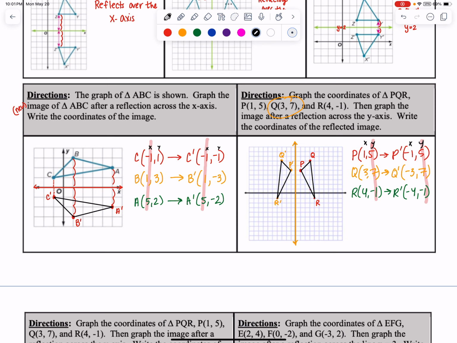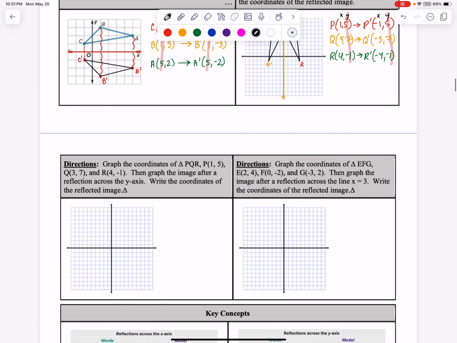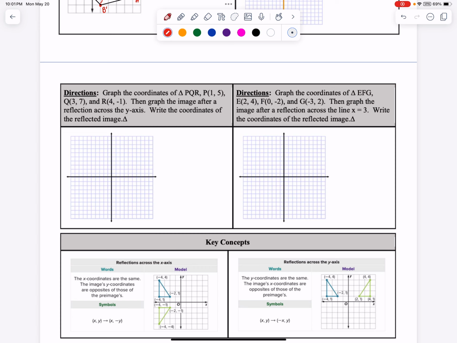So basically, reflect across the x stays the same. Reflect across the y stays the same. So this is what we're remembering for reflections. Okay, let's head down to the next section here and see what we have.